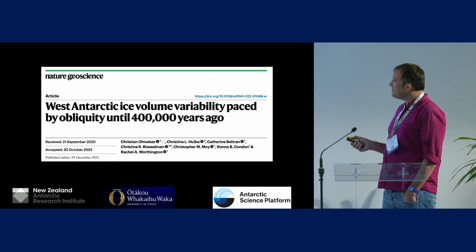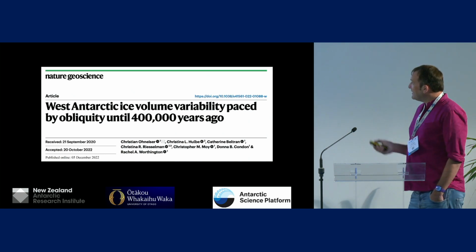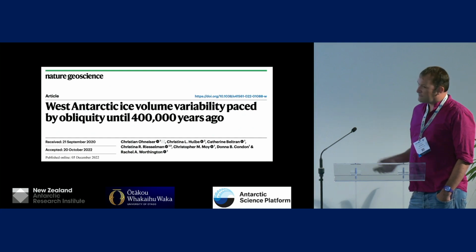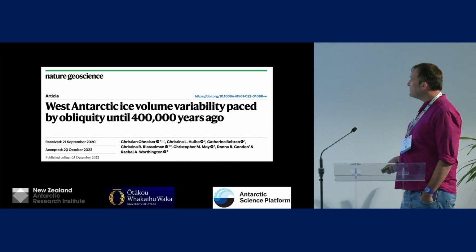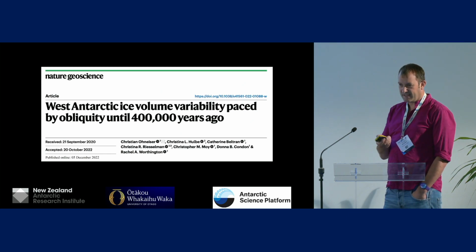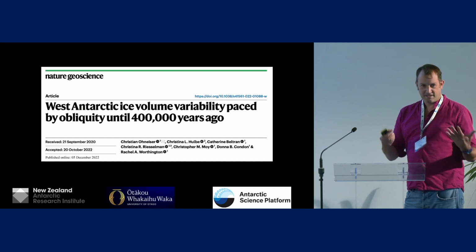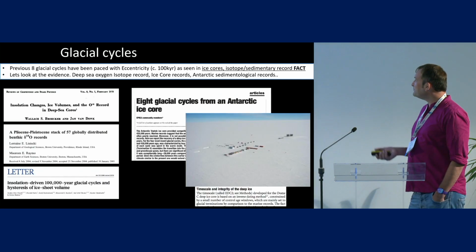And then we submitted this paper back in 2020, and then at the start of this year, finally it came out. And that was this story here about how we believe the West Antarctic ice volume changes happened on obliquity timescales until about 400,000 years ago. Now, I really like that figure, thank you, because that 400,000 year marker seems to be something significant for Antarctica.